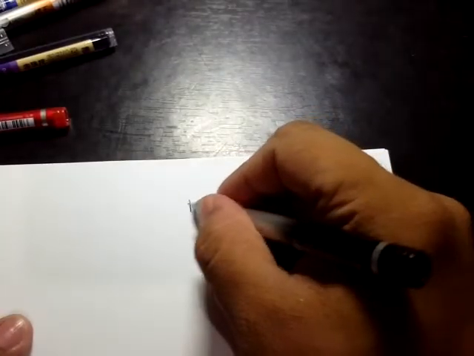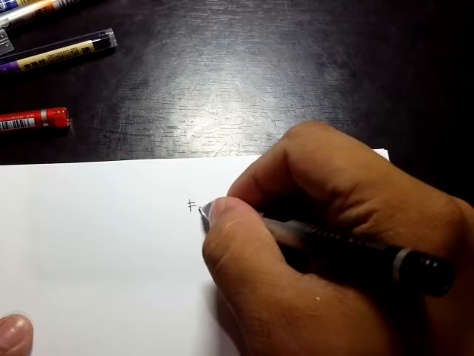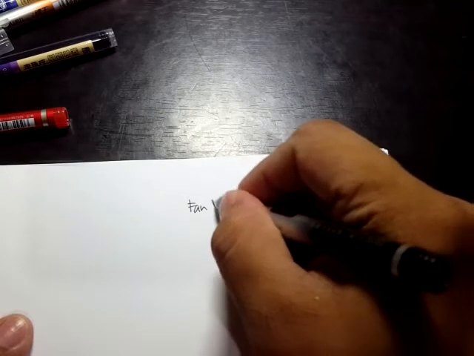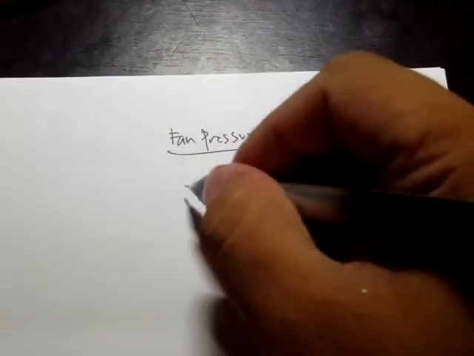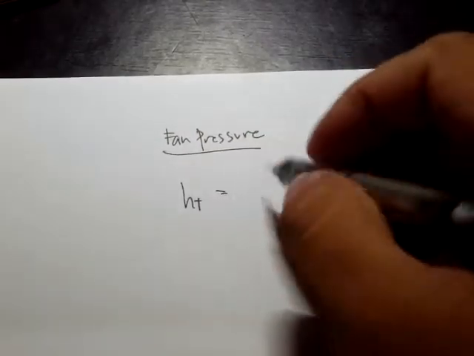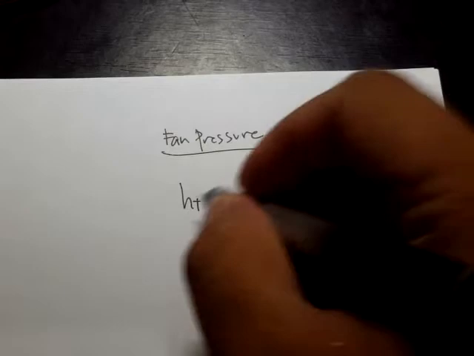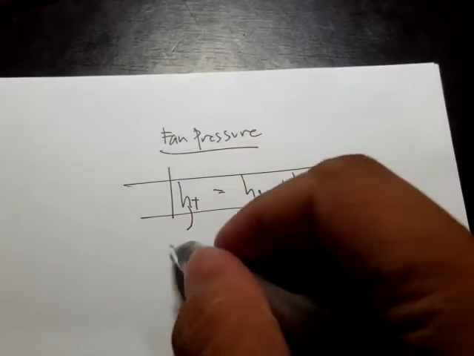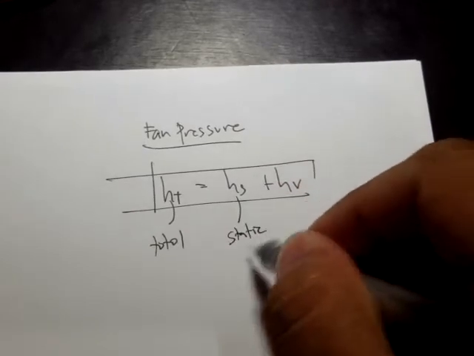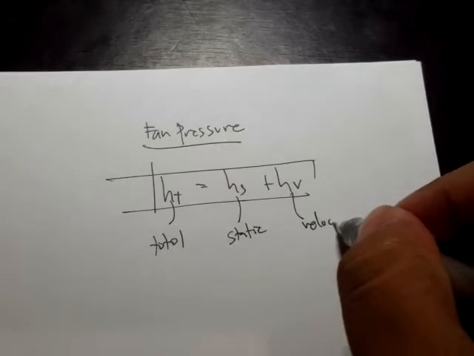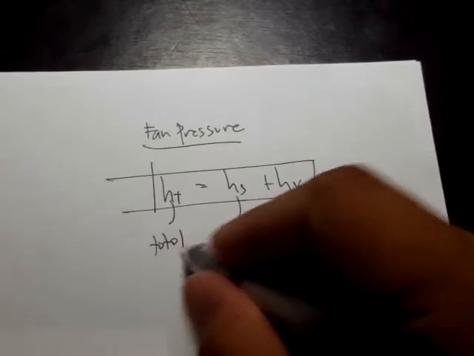Before we move on to our sample problem, let's have a detailed discussion regarding this fan pressure or fan head. Recall that in our lecture we mentioned that the fan pressure consists of this static head and also the dynamic head. So here's the total pressure. This one is the static pressure, and this one is the velocity pressure, or the velocity head, static head, and total head.